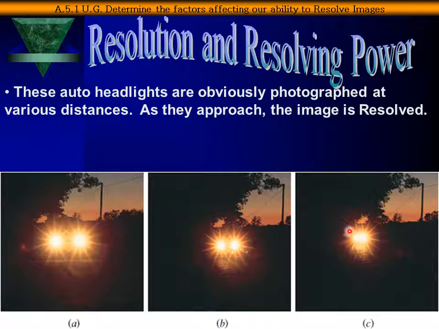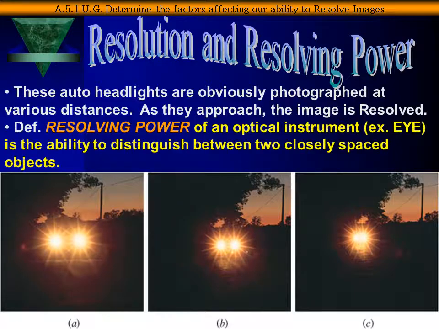See, in this first one, you can kind of tell it's two headlights. You have the gist that it's not a motorcycle with a single headlight, but you can't really see the distinction between them. This area between here is not discernible. It becomes much easier here, and it's very easy here. So I would say probably right around this spot here in picture B, the two objects are just becoming resolved.